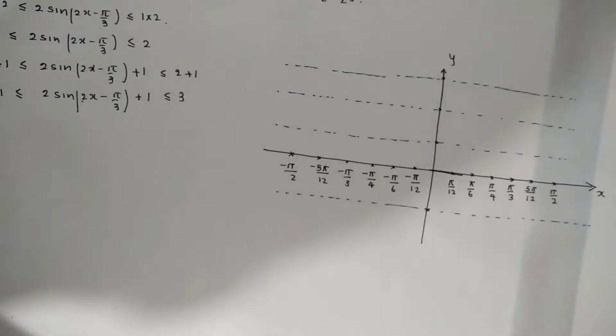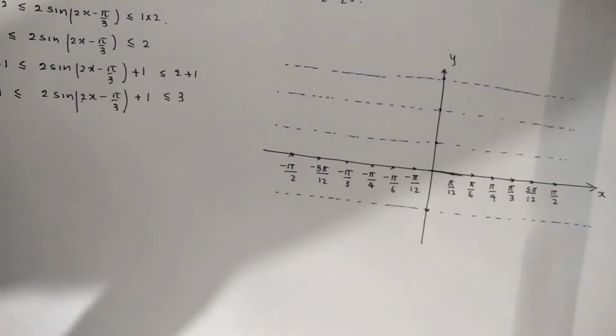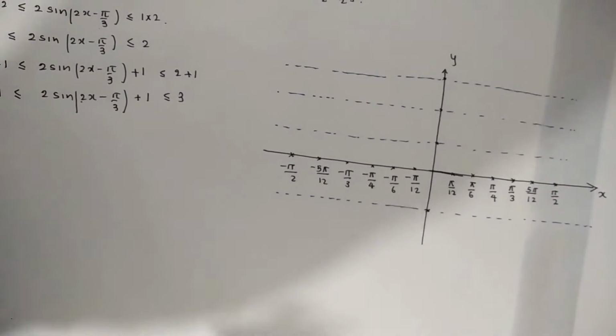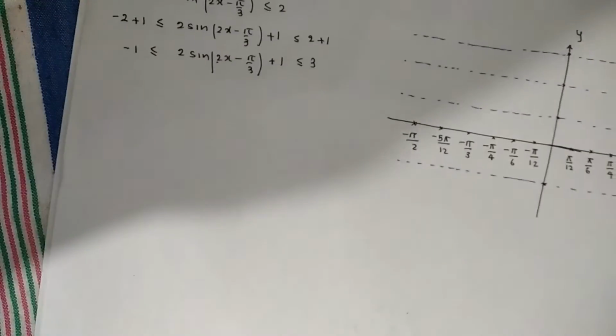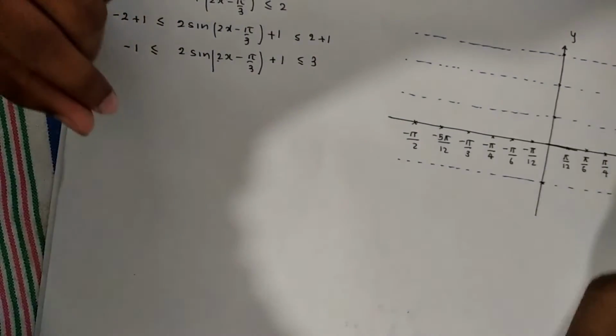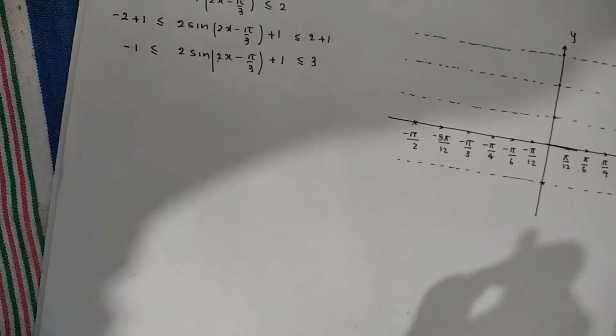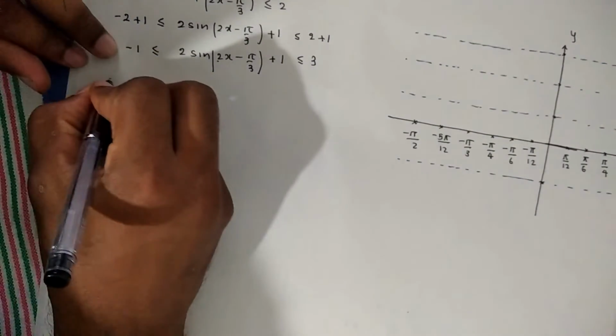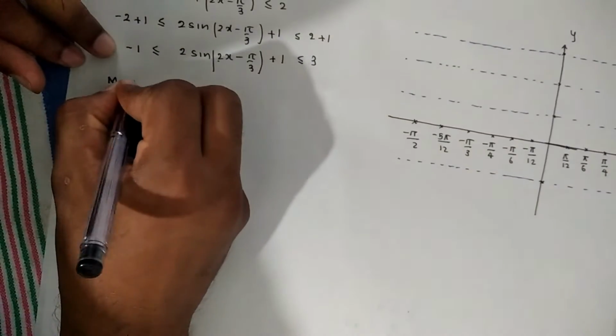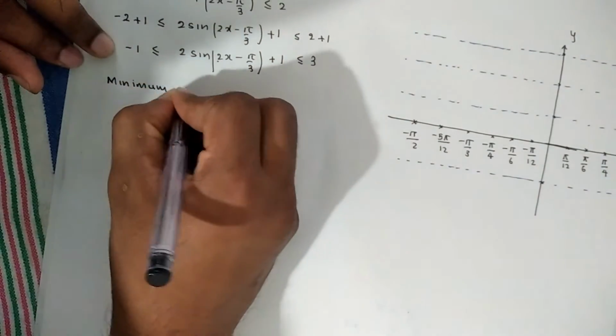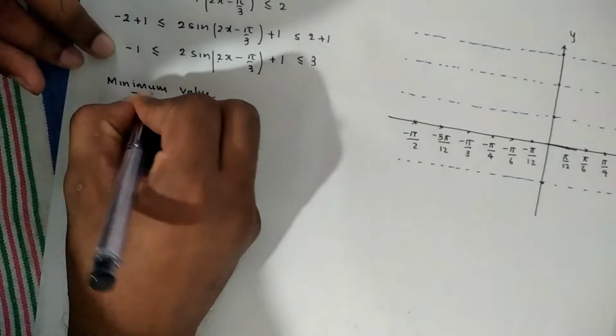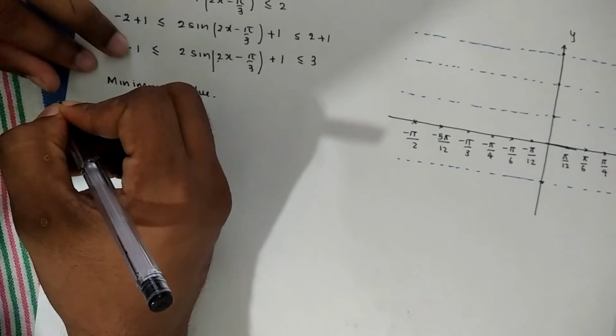Okay, so now if you try to sketch the graph of this, you have found the minimum and the maximum value. Now we'll see at which x value you have a minimum value for the function, for the graph. At which value of x do you have the minimum? So let's look at that.